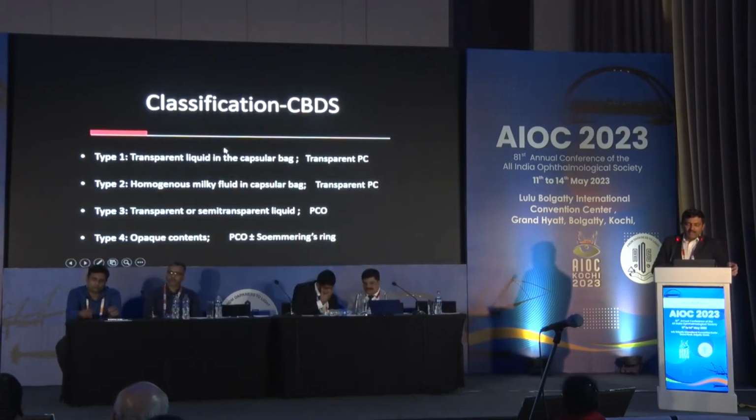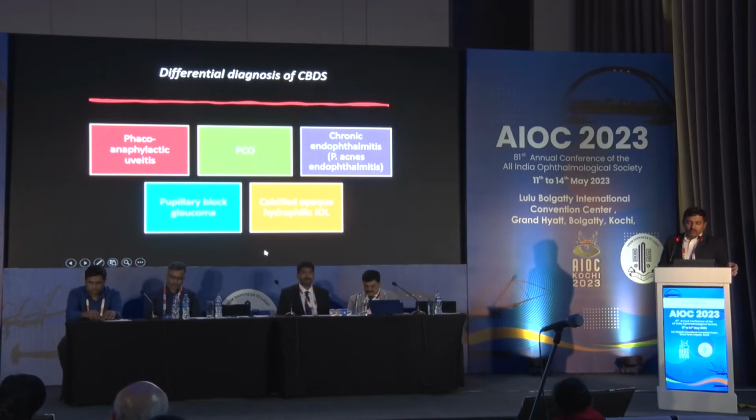Similarly, there is another classification of capsular bag distension syndrome based upon whether a transparent fluid or a turbid fluid is there, and the status of the PC, whether it is transparent, PCO, or presence of a Soemmering ring. Some differential diagnoses one should know: when you see an opaque turbid fluid behind the IOL, it may mimic phacoanaphylactic uveitis.